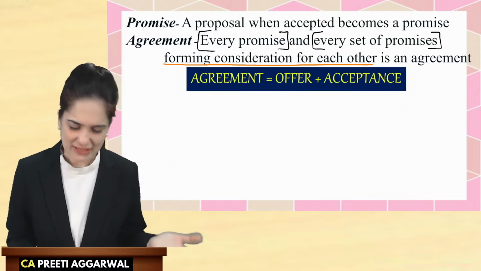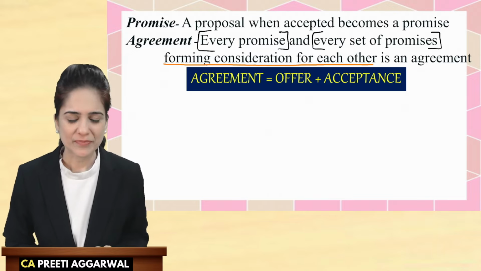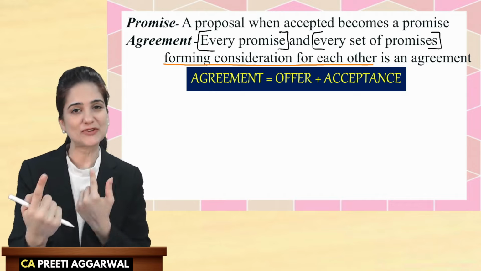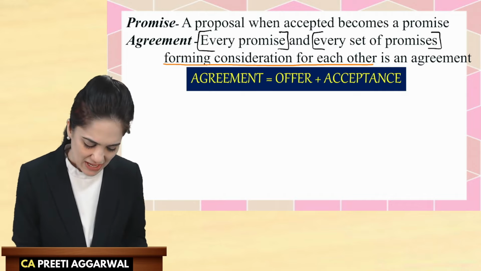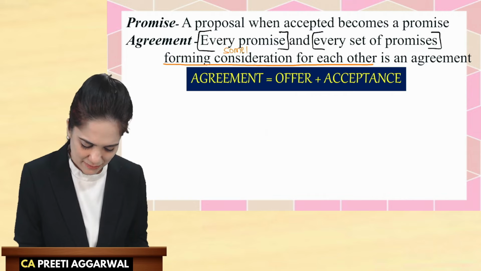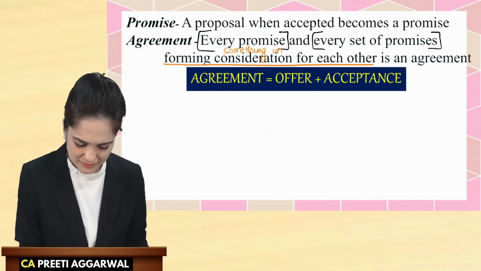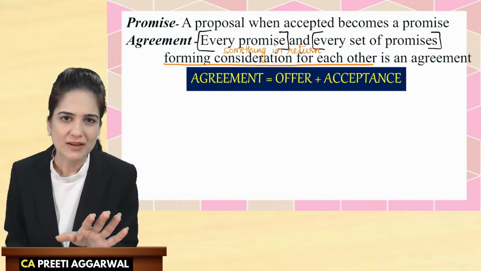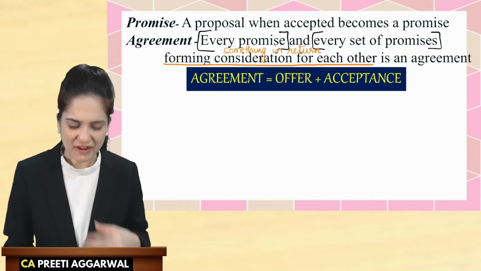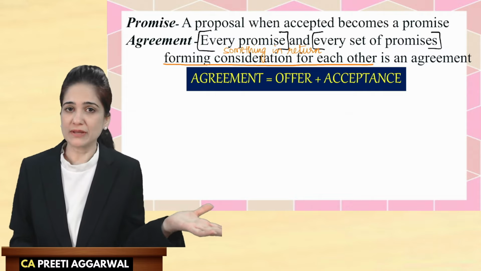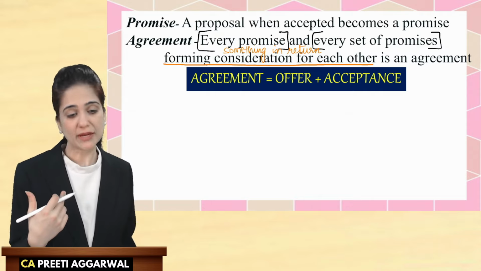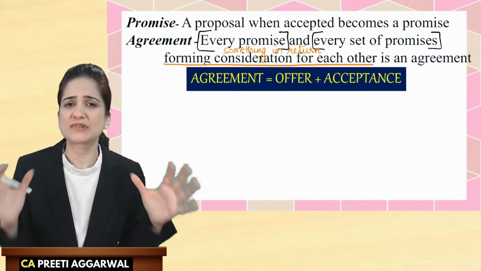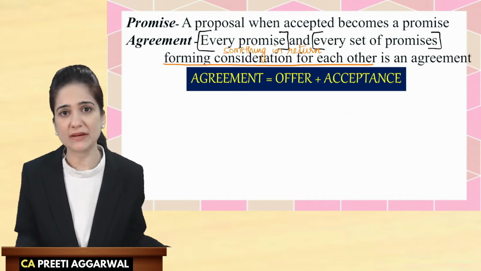Ma'am, there is something which you underlined, but you did not explain. What is it? Every promise and every set of promises forming consideration for each other. Now, what is the meaning of consideration? Consideration means something in return. See, nobody promises to do anything for free, okay? You don't get any free meals. If I am giving you goods, I need money. If I'm giving you services, I need money. If I'm giving you money, I need goods, I need services. So each party must get something in return. Only then it is an agreement.